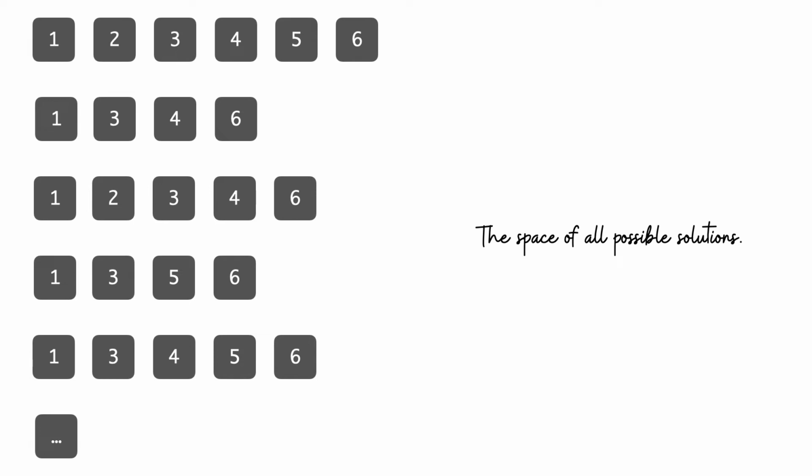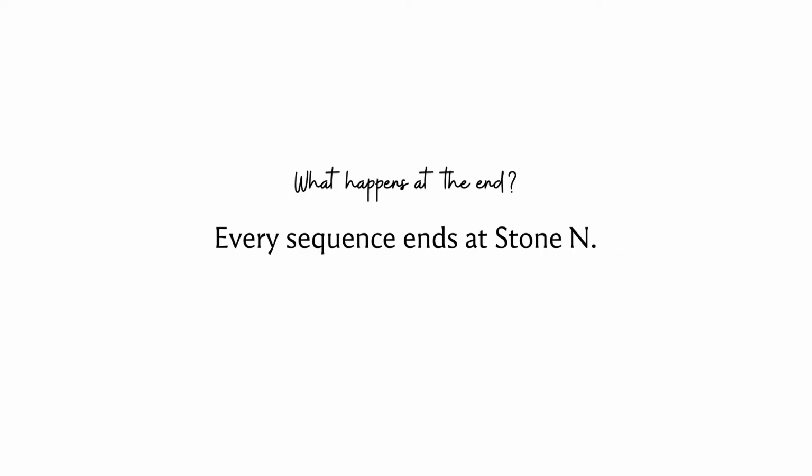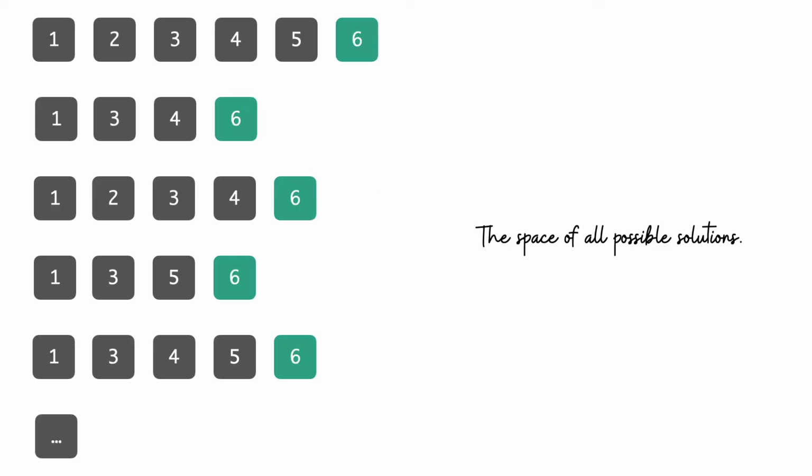So hypothetically, this is the space of all possible solutions, and I want to make a couple of observations about this collection of sequences. The first observation, which was implicit in what we just said earlier, is that all of these sequences end at 6 in our example, and more generally, they would always end at n. That's just a feature of every solution. By definition, all of these sequences end at the last stone.